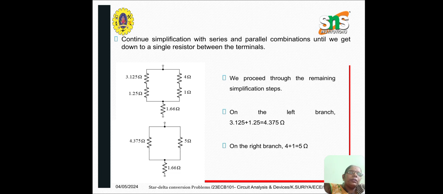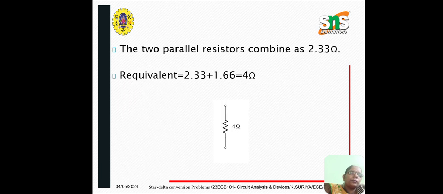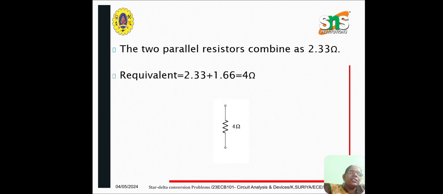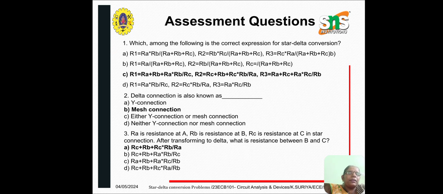So in the top figure you will be finding the equivalent. Here the left side 2 resistors and right side 2 resistors will be in series. When you add up you will be getting 4.375 and 5 ohms, and these two will be in parallel, and finally you will be getting 4 ohms. So the parallel resistor value is 2.33 plus 1.66, you will be getting 4 ohms, the equivalent resistance. So hope you understood star delta conversion.